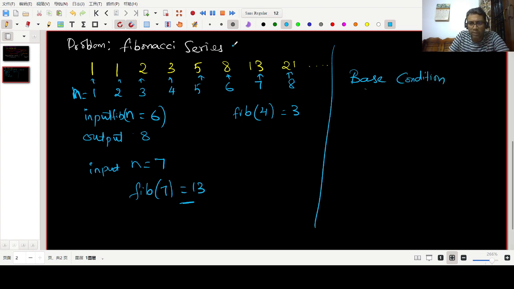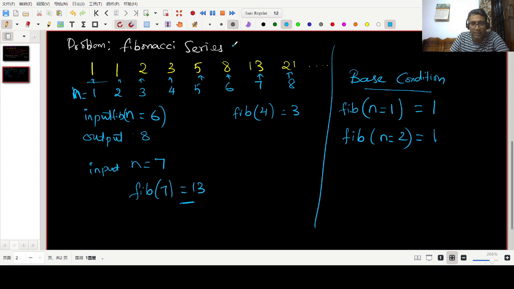What is the base condition? What is the termination condition? Very easy, right? In the Fibonacci series, the first two digits are given. Whenever n equals 1, that is fib of n equals 1, it will return 1. It is already given. Similarly, fib of n equals 2, when 2 is passed in the Fibonacci function, it will return 1. These are the two base conditions, right?